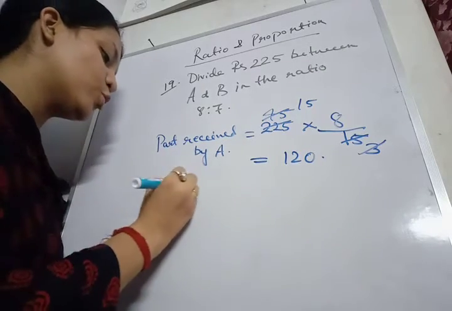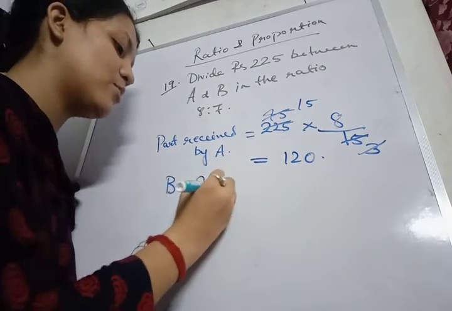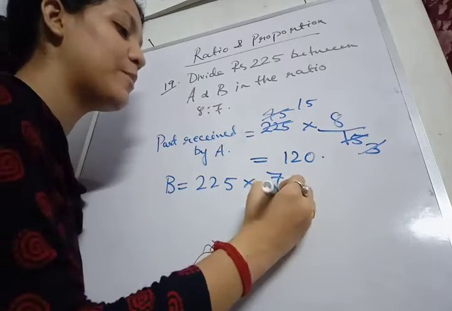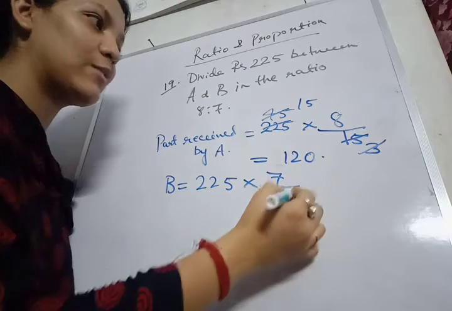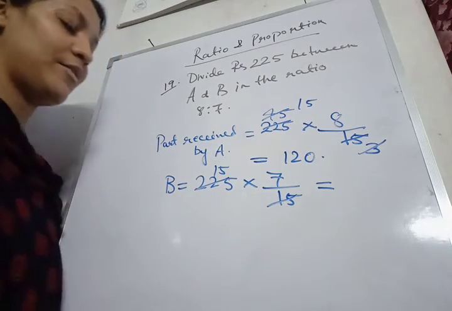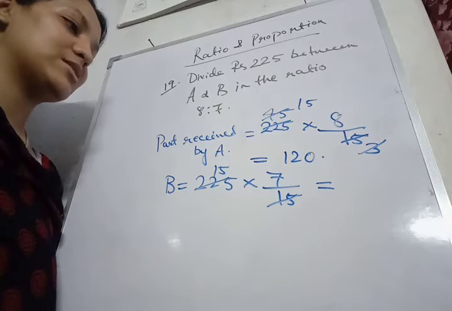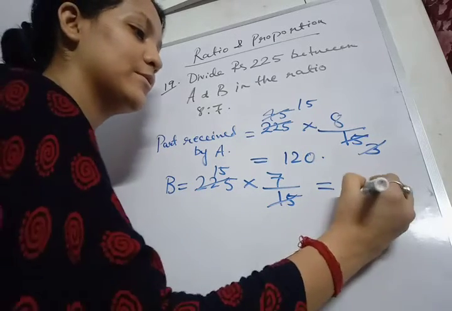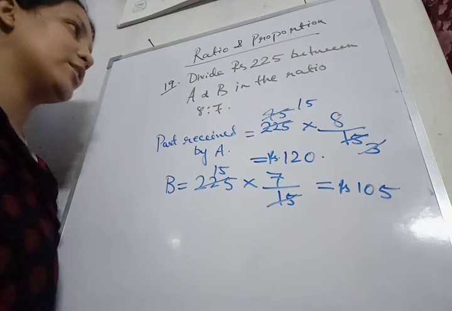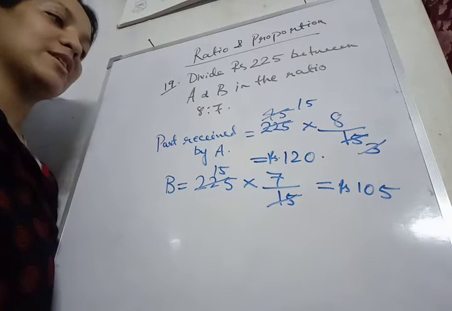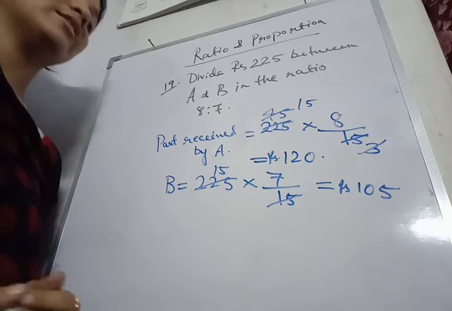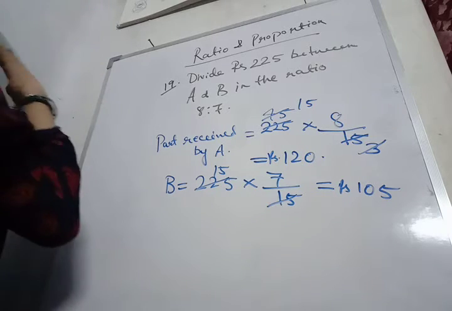Now for B, what do we do? For B, same amount. It will be 7 by 15, because 7 parts are received by B. Same thing, it will be cancelled by 15. 15s are the same thing. We have to multiply it by 7. 15 7s are 105. So A receives 120 out of 225 and B receives 105 out of 225. So this is the way we have to find out their individual contribution. Okay.